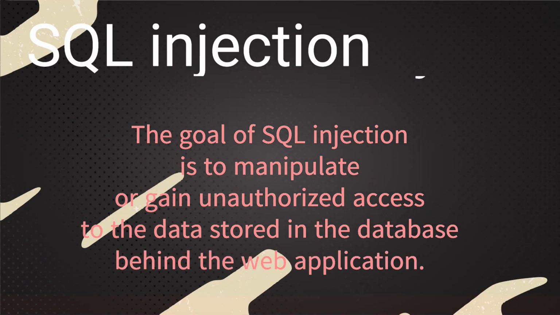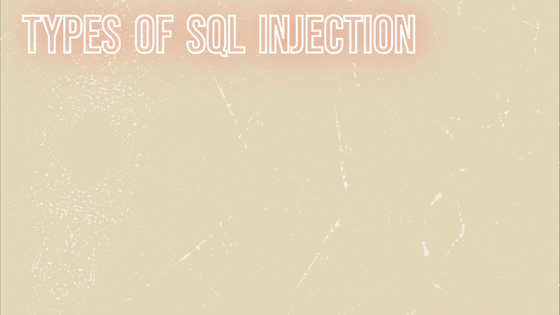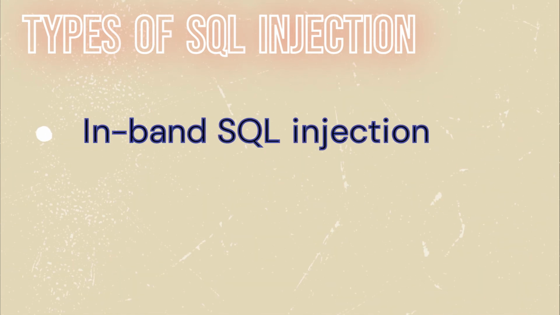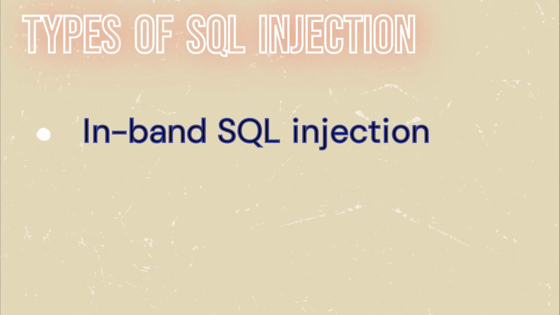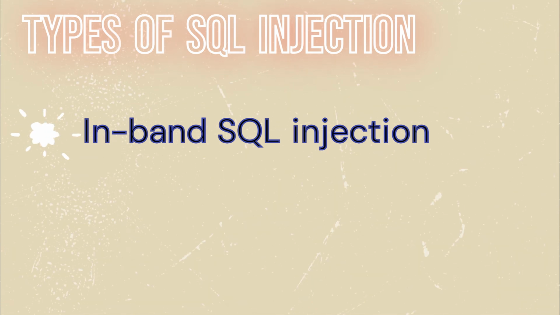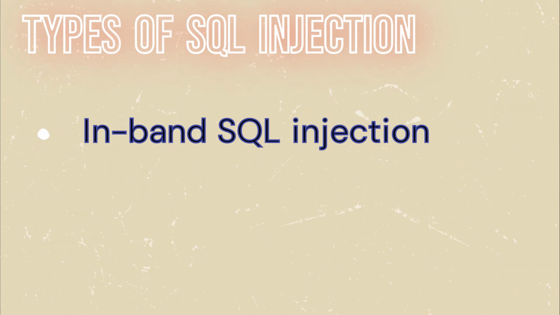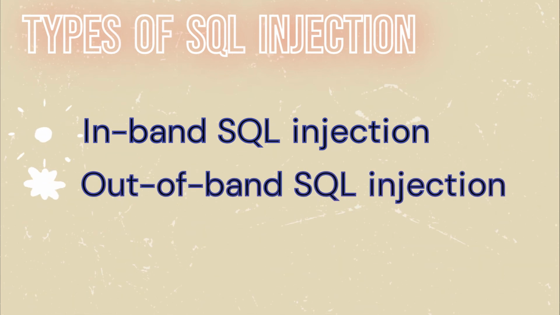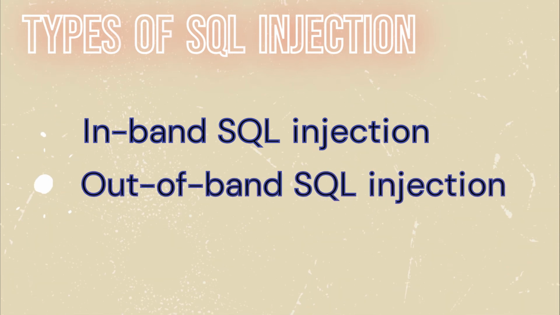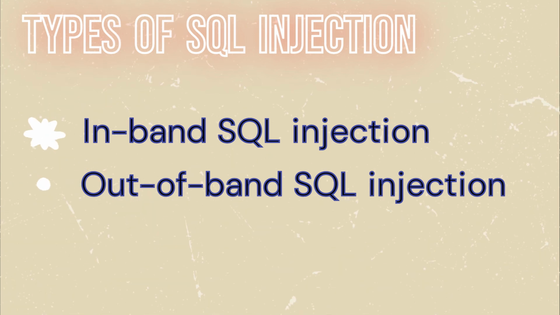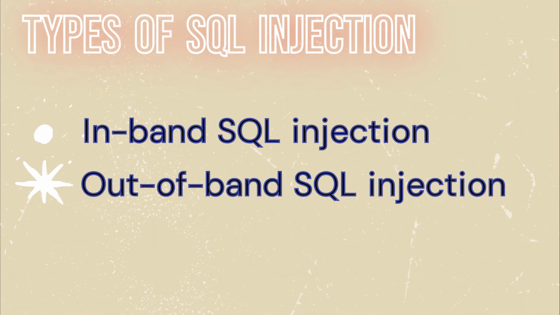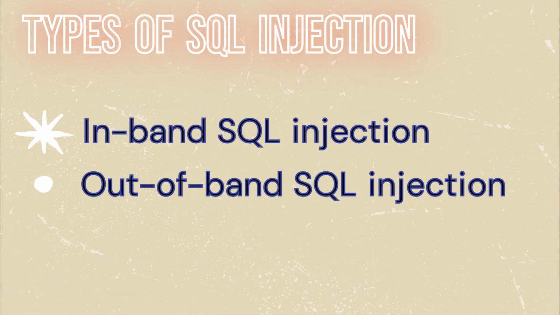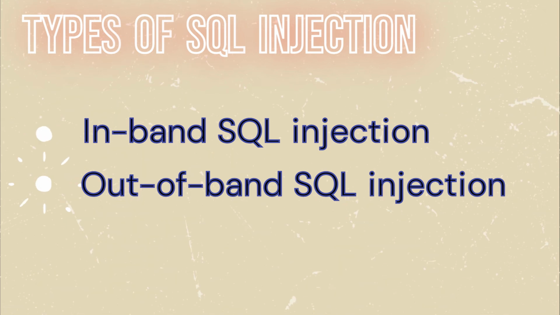There are several types of SQL injection attacks, including inbound SQL injection. In this type of attack, the attacker uses the same communication channel to both inject the malicious SQL code and receive the response from the database. Out-of-band SQL injection. In this type of attack, the attacker uses a different communication channel to receive the response from the database. This is often used when the attacker cannot directly access the database.